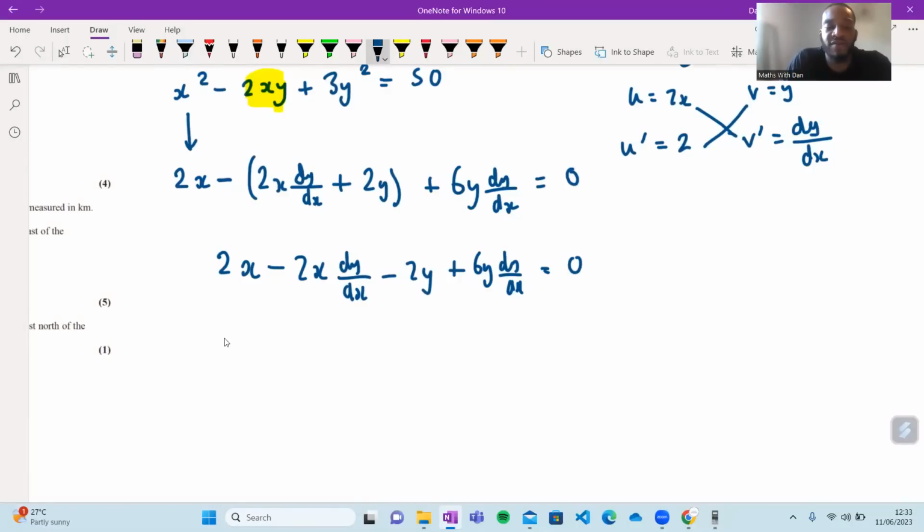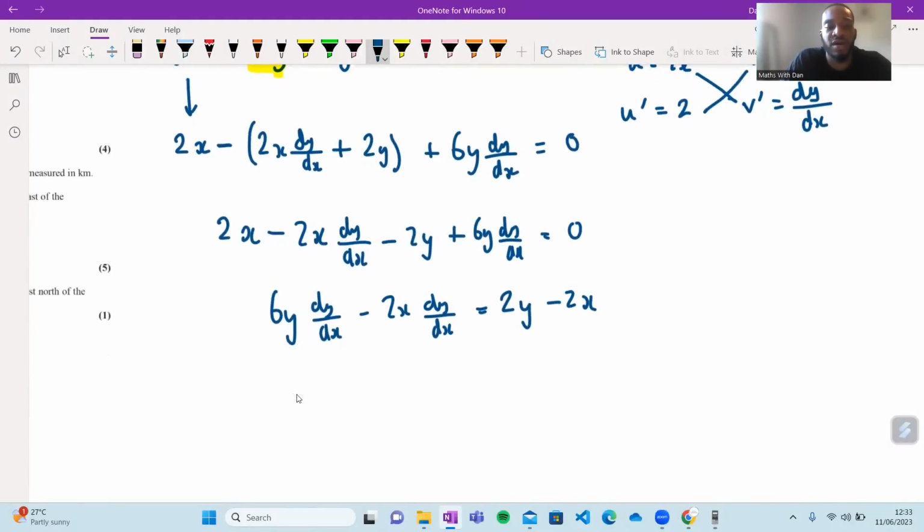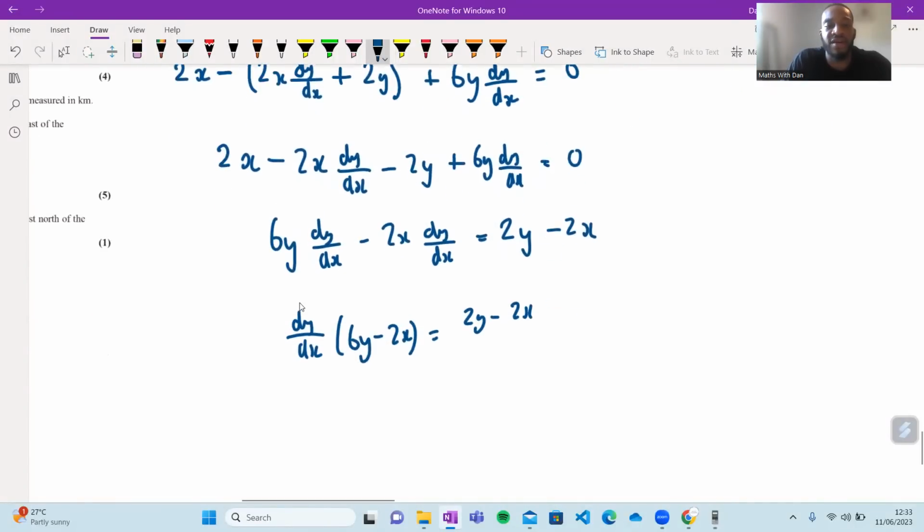I'm going to put the positive term first, so it'll be 6y dy/dx minus 2x dy/dx is equal to, I'm going to put the y first because it's going to be positive on the right, 2y, and then minus 2x. Now if I factor out dy/dx, I get (6y minus 2x) dy/dx equals 2y minus 2x. Then if I divide, I get 2y minus 2x over 6y minus 2x.